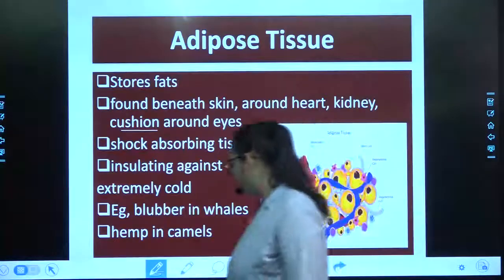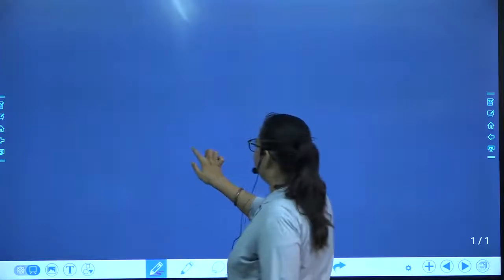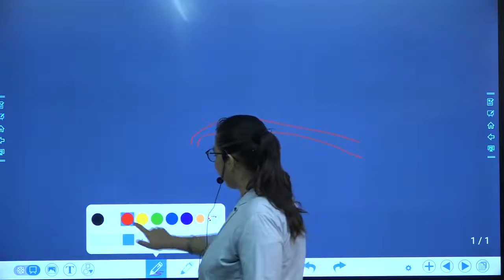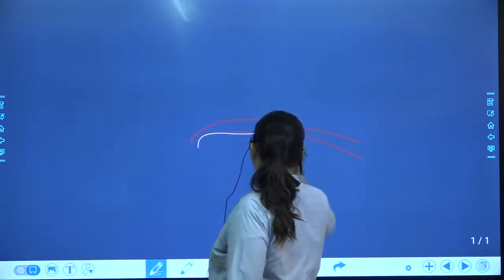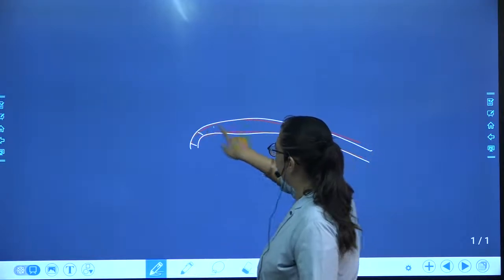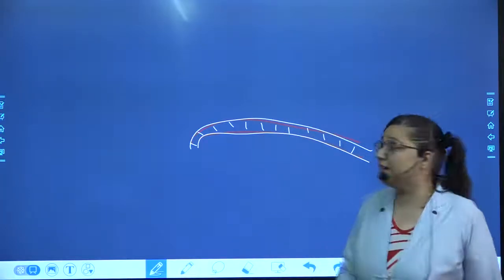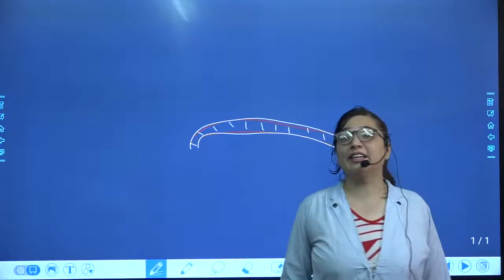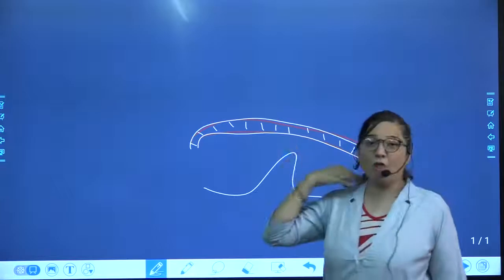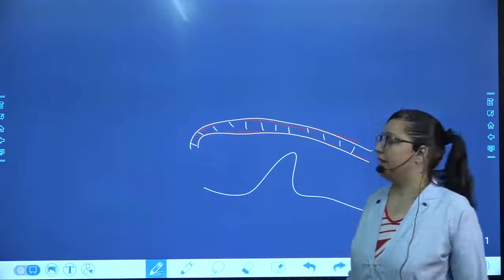Now what is the blubber in whales? The outer layer of any whale, just below the skin, there is a thick layer. Whenever you see a whale, you might have seen the outer thick layer; that is the blubber. And the hump is at the top of the camel, at the neck; this is called the hump in the camel.